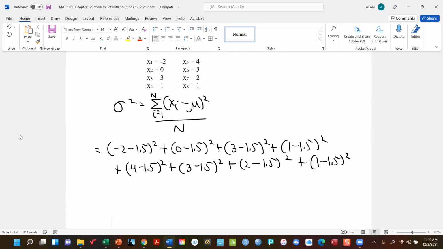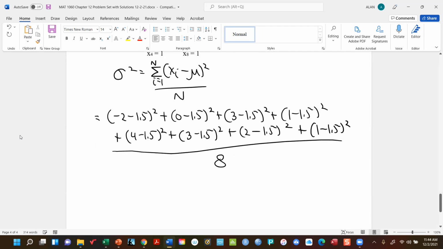And then this time, you notice we're dividing by 8, the full size of the population, not n minus 1. This is the way in which the two are different. This is how the population variance differs from the sample variance. So now we can go through here and evaluate each of these squares.